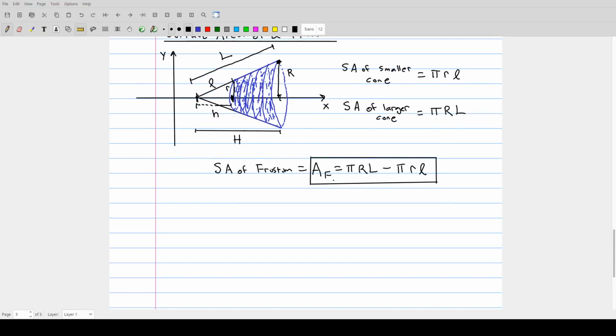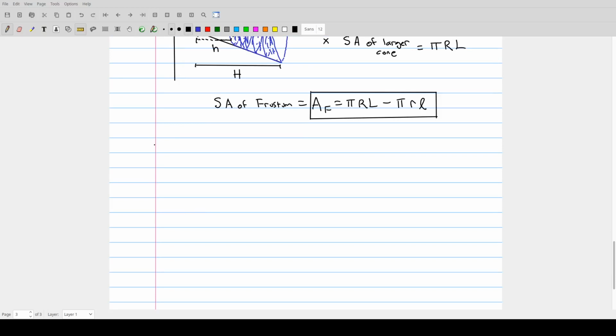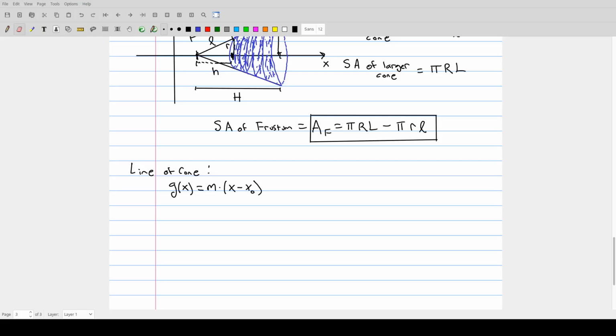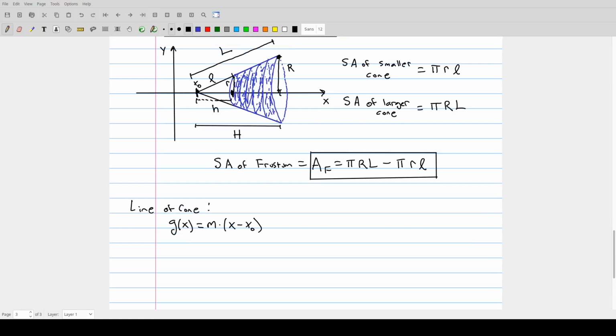Specifically, we know that the cone has some slope because it's given by a line, right? And this line is in general going to be given by, we'll call it the function g of x. The line of the cone is given by g of x is equal to m times x minus x naught. Here, x naught is just the point of intersection right here. So the idea is that g of x is m times x minus x naught, which is the equation of a line starting at the center point of the intersection point of the cone. So this is the equation of the line, the top of the cone right here, where m is the slope of that line.